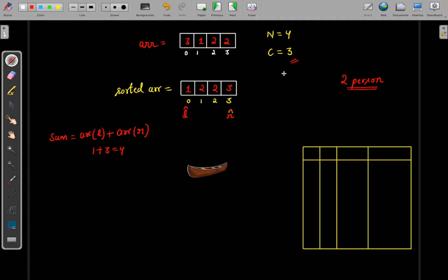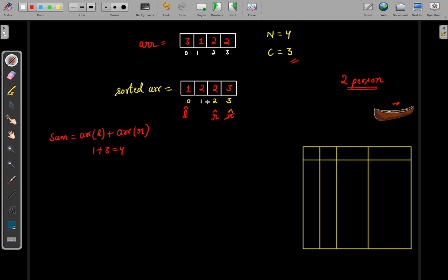And if I am going to fill my boat with 1 person only, which person should it be? What do you think? It should be the last one, right? Because it has the maximum weight. That's why I use my pointers at the last and the first. So I will fill with this person only, the one with 3 weight, and I will mark it done here. And I will simply move my R pointer here.